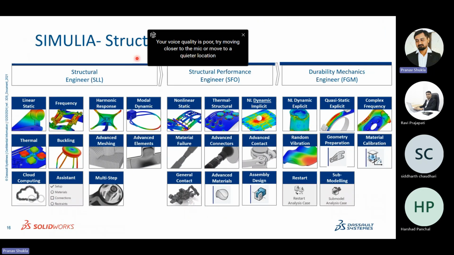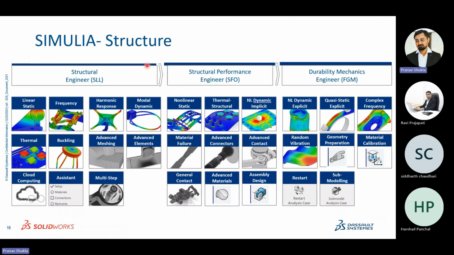And this is the SIMULIA portfolio. There are three main packages: the structural engineer, the structural performance engineer, and the durability mechanics engineer. Whatever I have showcased today, which is the material calibration, is available only in the durability mechanics engineer role, which is the high-end role of this 3DEXPERIENCE.